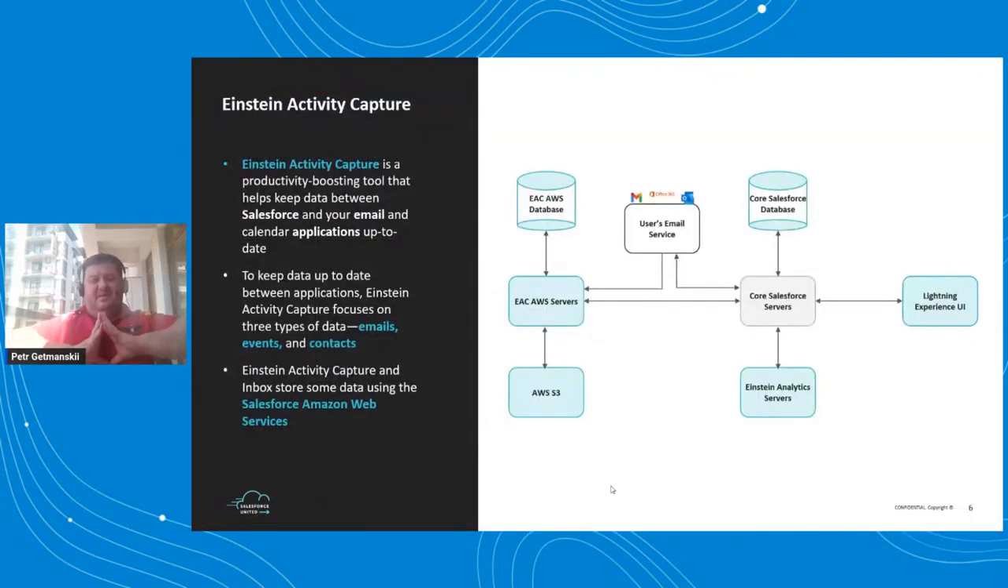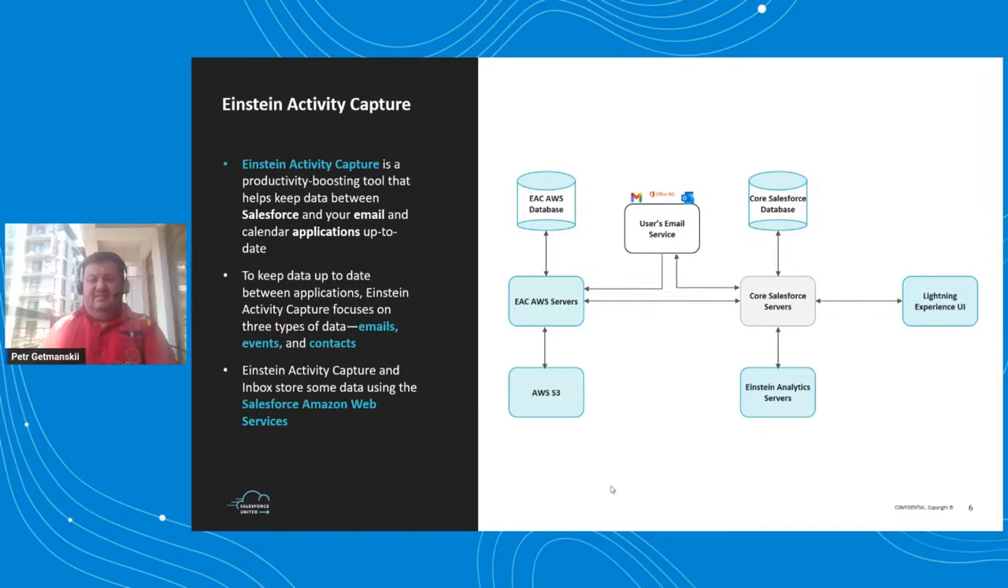The main schema, how it works basically. We have a connected account. In our case, it is Office 365, but it can also be a Google account, and we have Salesforce. What exactly happens if we create something in the connected account? It sends in both directions, directly to the Salesforce servers and the AWS servers, and stores it in the AWS database as well as the Salesforce database.